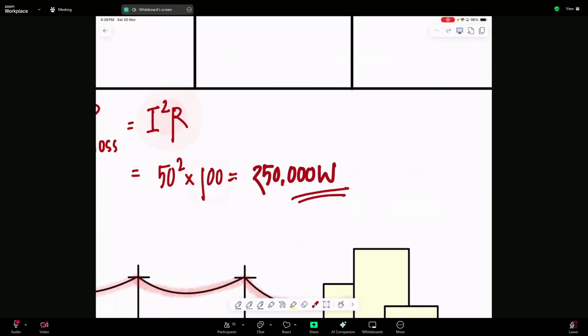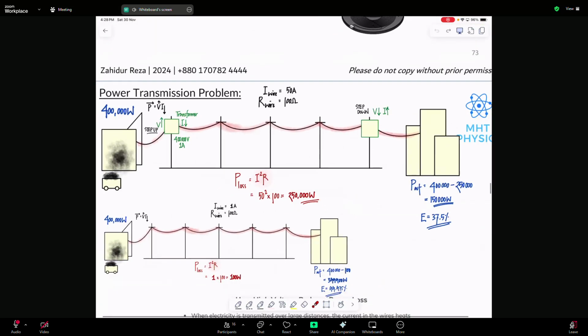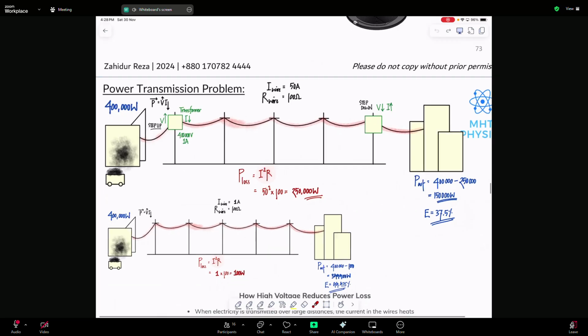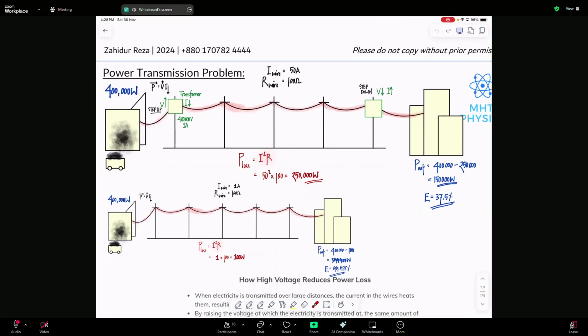The total power loss is 250,000. So if you look at the bigger picture, you have 400,000 generated and 250,000 wasted, right? What is the efficiency of your system? Just 37.5%. This is a business, right? A business, that's not a good outcome.